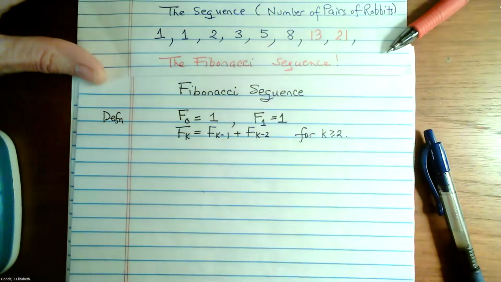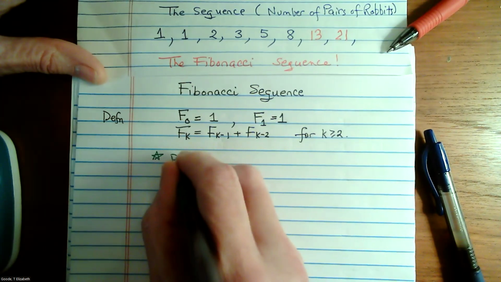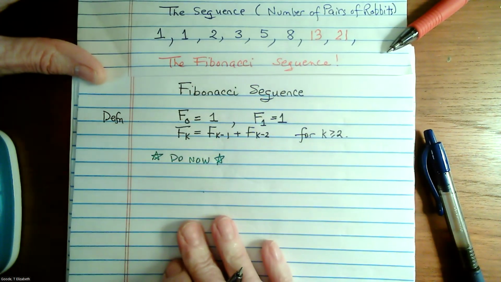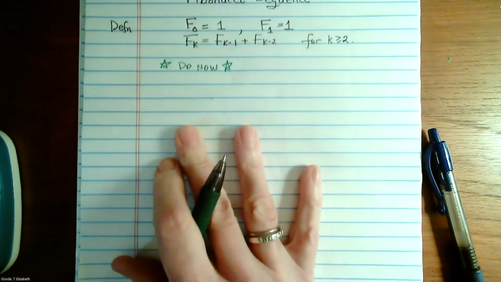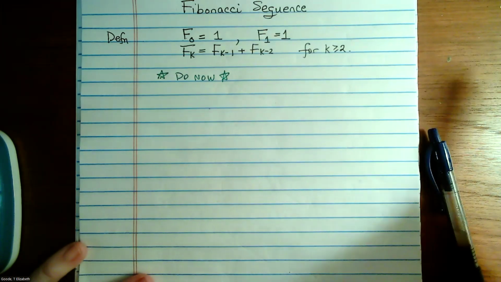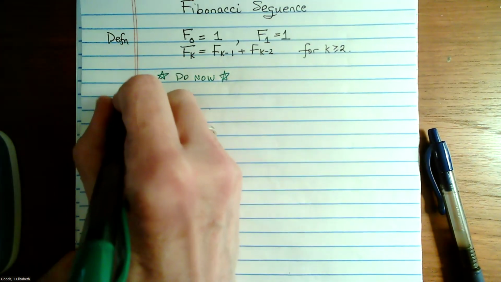So I'd like to give you another do now to help you with one of the WebAssign problems, which is an interesting identity that's true for the Fibonacci sequence. You get to prove an interesting identity. You get lots of help, though. It's a bunch of pull-down windows, so it's not too bad. But this should help you with that.